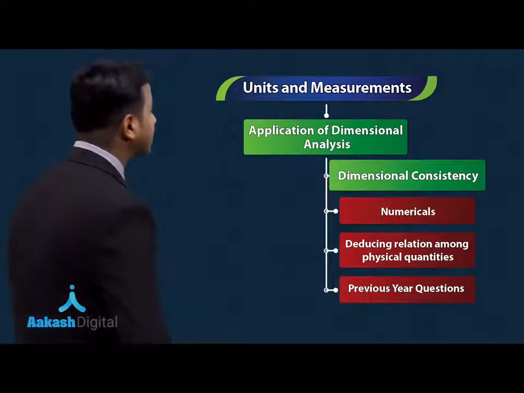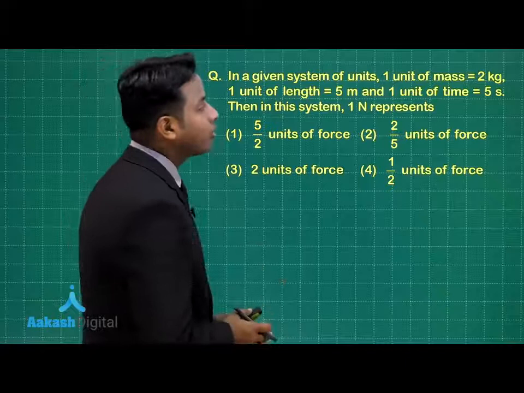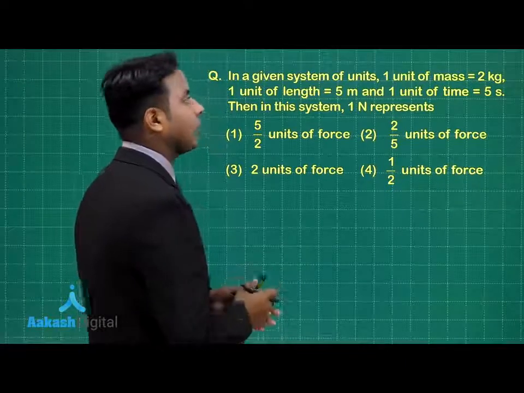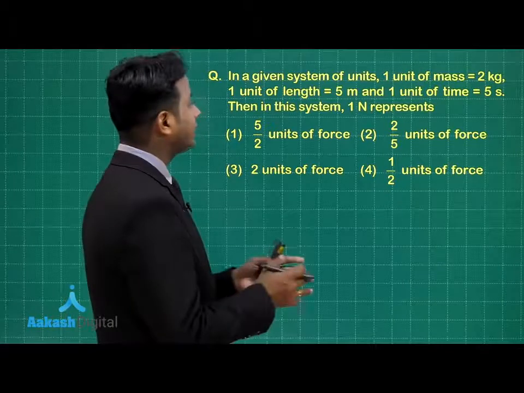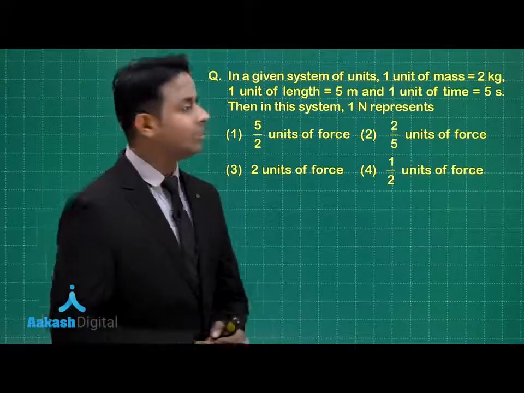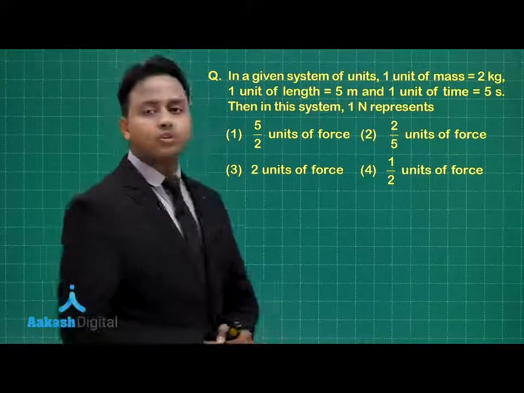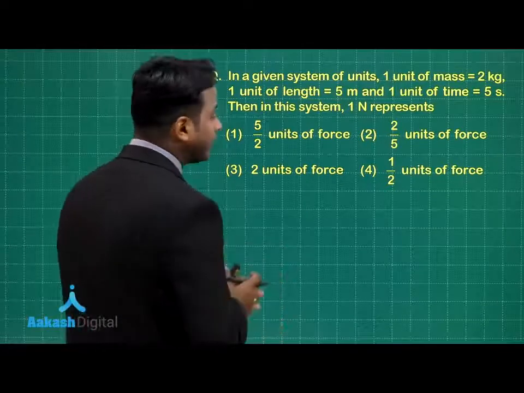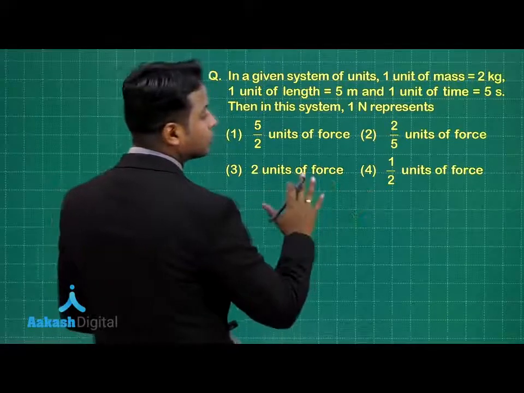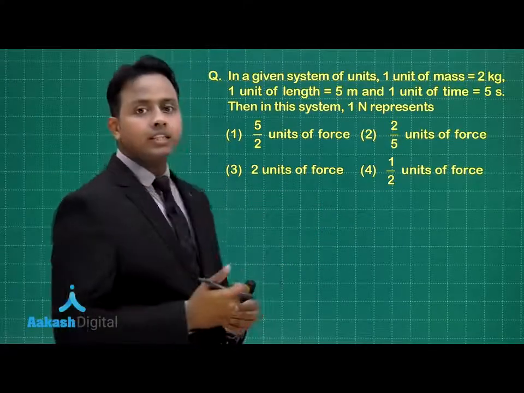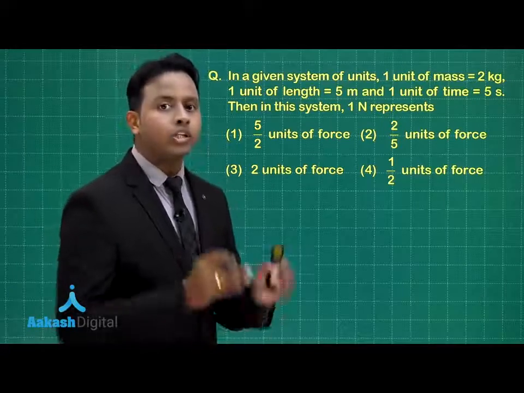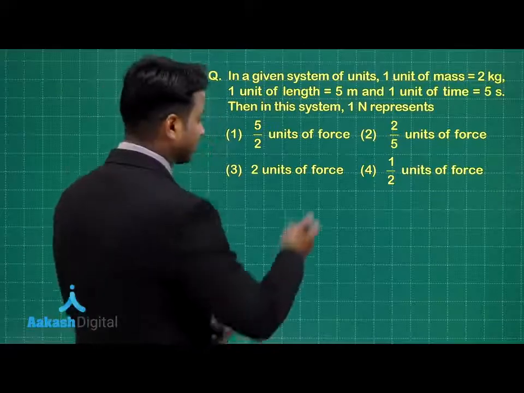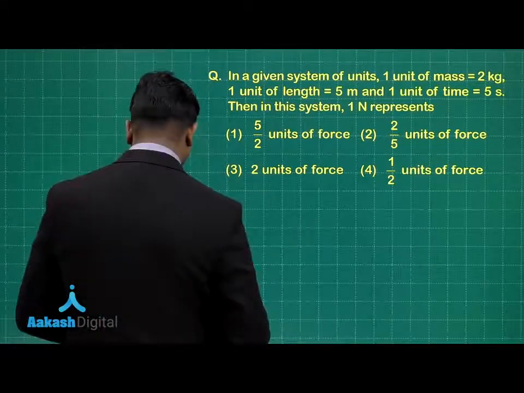Now the first question reads: in a given system of units, 1 unit of mass is 2 kg, 1 unit of length is 5 meter and 1 unit of time is 5 seconds. Then in this system 1 Newton represents... 4 options are given to you, so you can attempt it as an MCQ. You can clearly see there are confusing options given, so it is very easy to make a mistake here. So you need to be very careful while solving MCQs based on dimensional analysis. So let's try to solve this question.